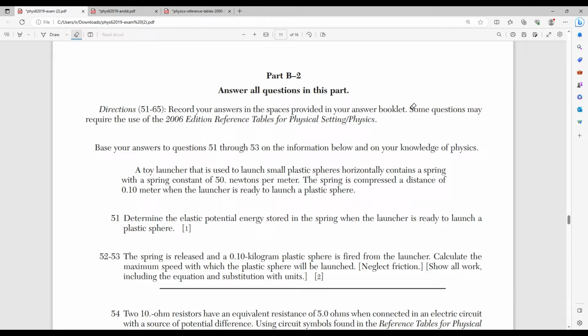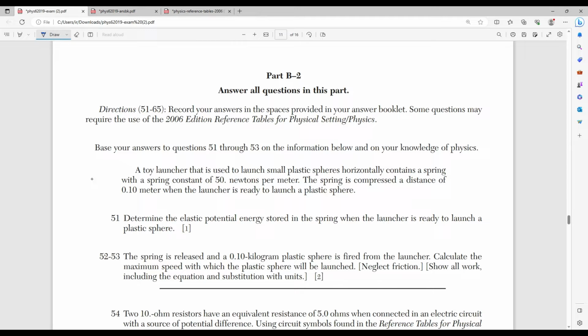Hello everyone, today we're going to be going over the entire short answer section of the June 2019 Physics Regents exam. This is part B-2. If you want to look at the multiple choice review of this section, that is the video that I uploaded right before this. But that being said, let's just get into this.